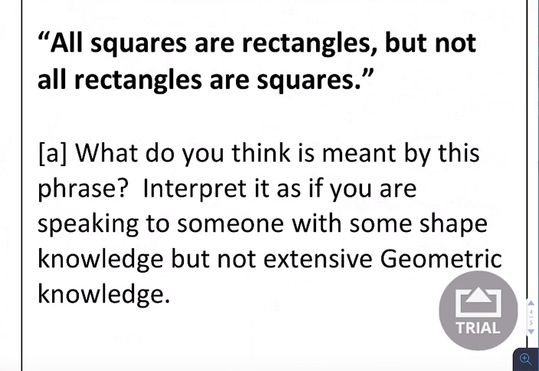If I said something like all isosceles triangles are triangles, but not all triangles are isosceles triangles, that would probably hold true. But if I said all isosceles triangles are right triangles, but not all right triangles are isosceles triangles, again, now we have a false statement.